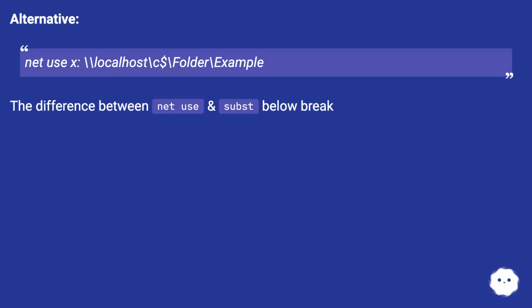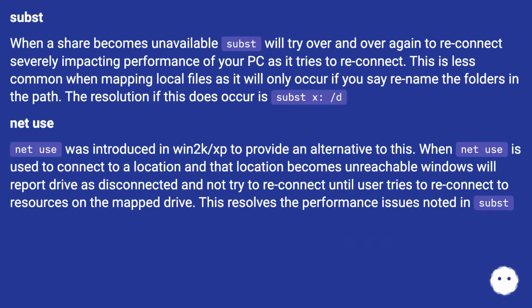Alternative: net use x: \\localhost\C$\folder\example. The difference between net use and subst is as follows. Subst: when a share becomes unavailable, subst will try over and over again to reconnect, severely impacting performance of your PC as it tries to reconnect. This is less common when mapping local files, as it will only occur if you, say, rename the folders in the path. The resolution if this does occur is subst x: /d.